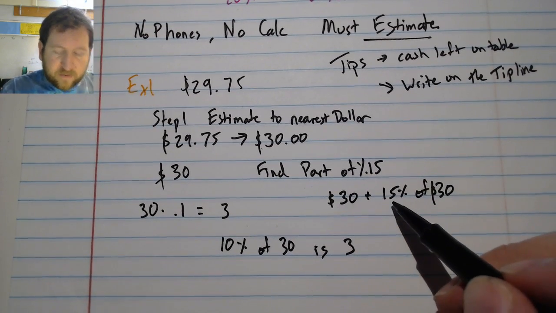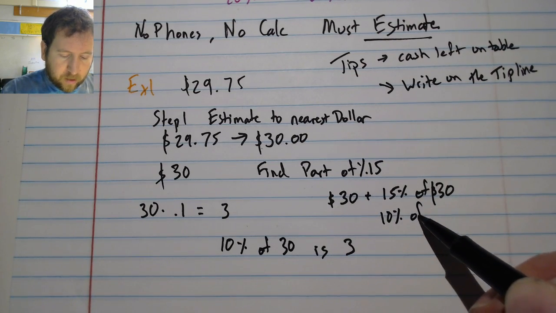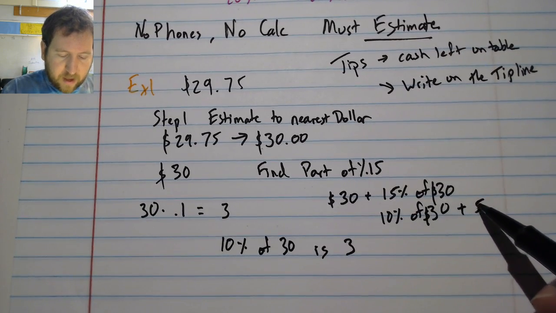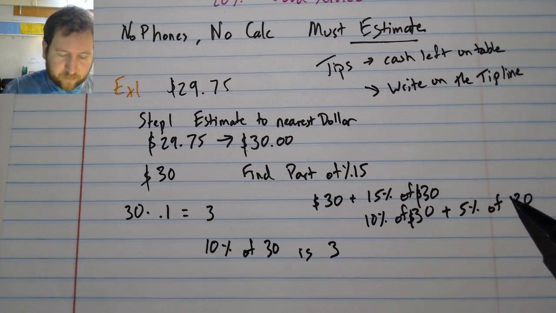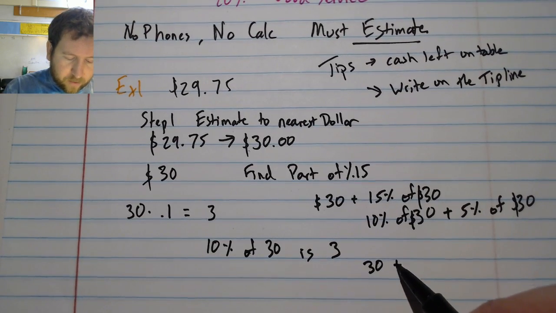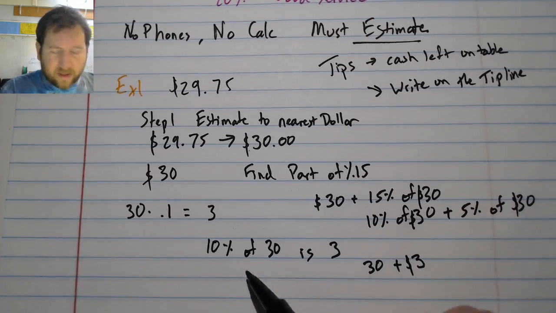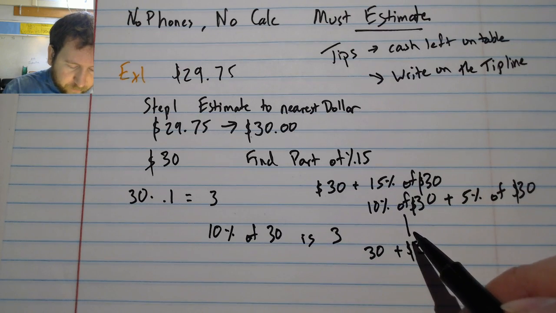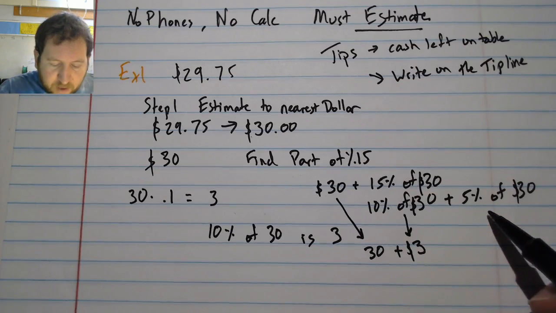So I can write 15% as 10% of $30 plus 5% of $30. So if I'm going to substitute in what I've got, 30 plus 3, because I just established that $3 is 10% of 30. Sorry if this is a little confusing. So now I need 5% of 30.